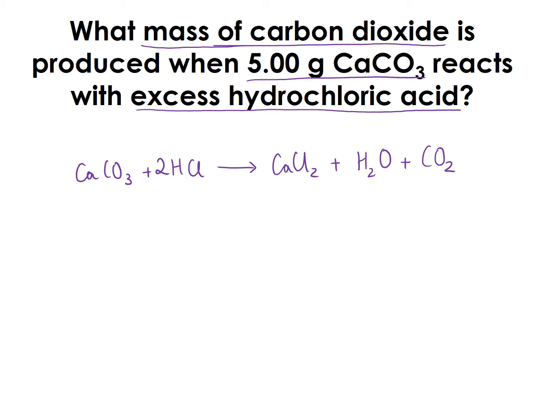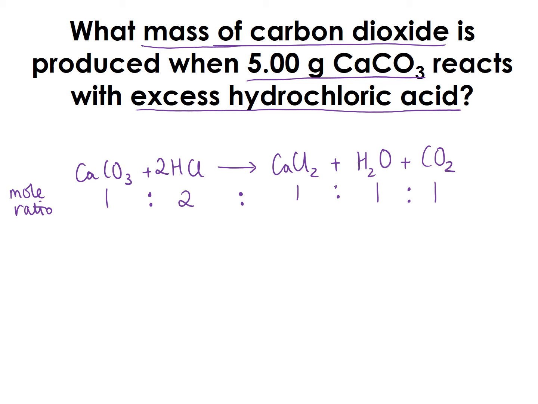You're quite likely to be given the balanced equation at GCSE for these sorts of calculations, so you should already be given that really in the question. Let's look at the mole ratio which this equation gives us. So this equation, if we read it in words, says that 1 mole of calcium carbonate reacts with 2 moles of hydrochloric acid to form 1 mole of calcium chloride and 1 mole of water and 1 mole of CO2. So it's a 1 to 2 to 1 to 1 to 1 mole ratio.